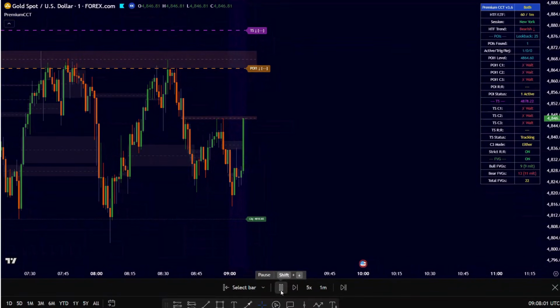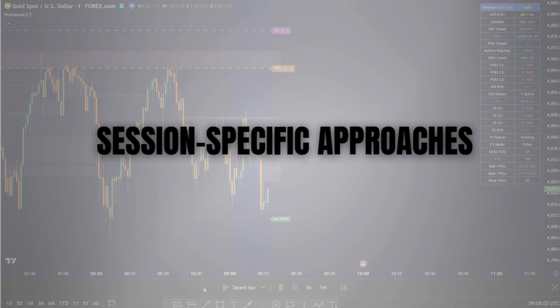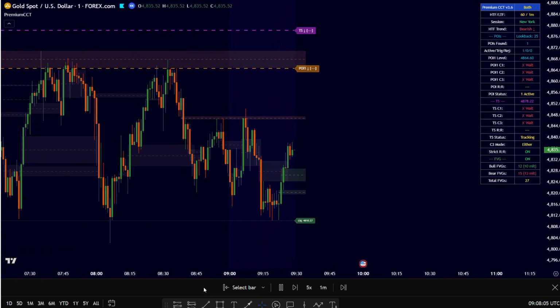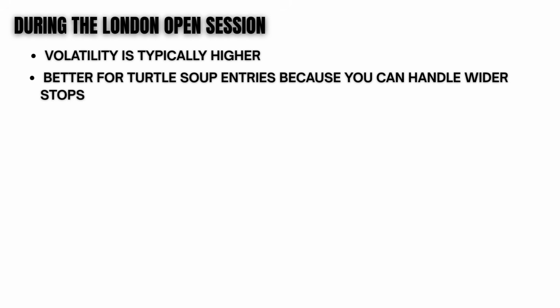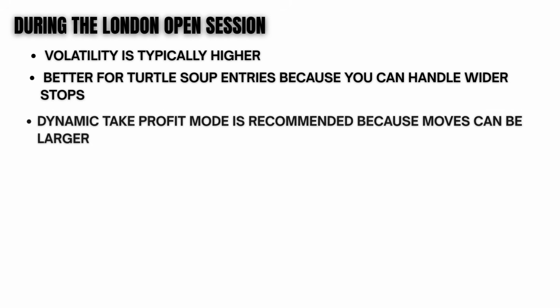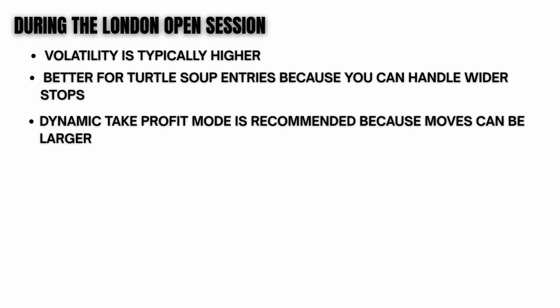level. The fourth strategy is session-specific approaches. Different trading sessions behave differently, and you can optimize for each one. During the London Open session, volatility is typically higher. This is better for turtle soup entries because you can handle wider stops. Dynamic take-profit mode is recommended because moves can be larger.